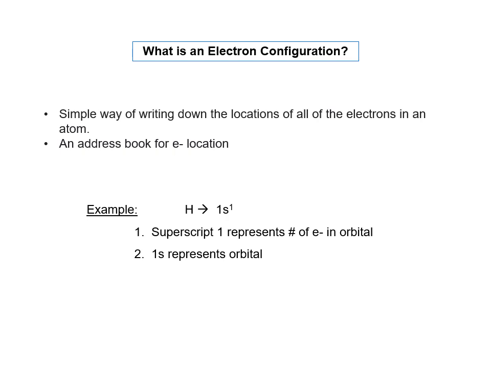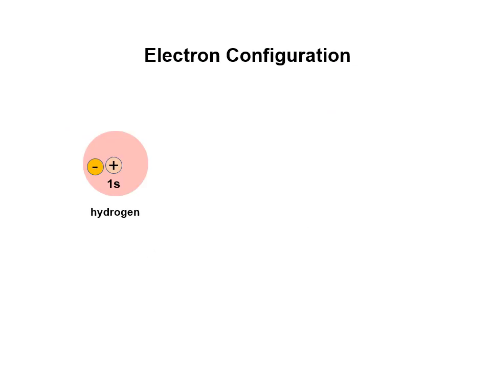For example, hydrogen only has one single electron, and that one electron occupies the 1s orbital. The electron configuration for hydrogen is therefore 1s1. The superscript, this 1 on the right side here, represents the number of electrons that are in that orbital. Since hydrogen only has one electron, and that's in the 1s orbital, the 1s orbital has a single electron in it. The 1s represents the orbital. So hydrogen only has a single electron that's in the 1s, so its electron configuration is 1s1.